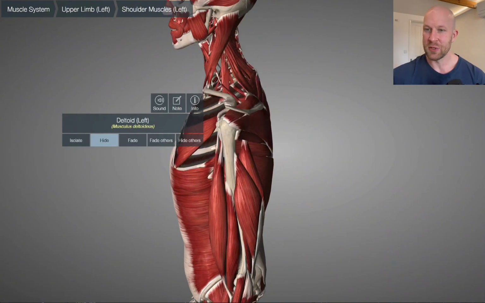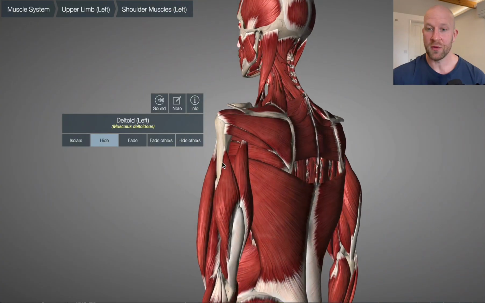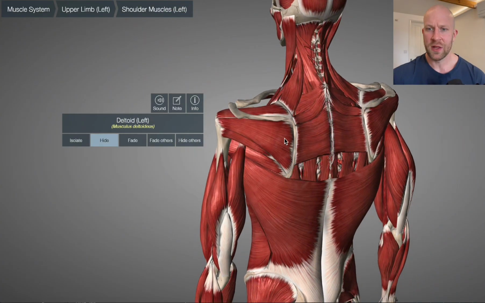So that is the most superficial layer. As we strip that one off, you can see there's a lot going on underneath. The rotator cuff, which we're not necessarily going to cover today, there's a separate video for that which you can find on my page.